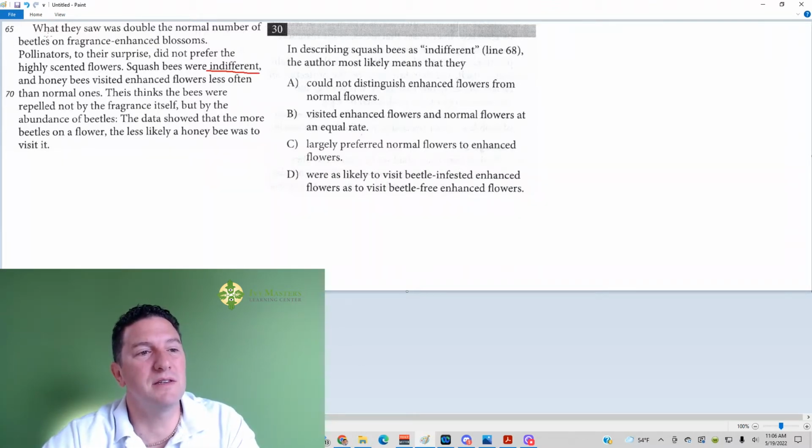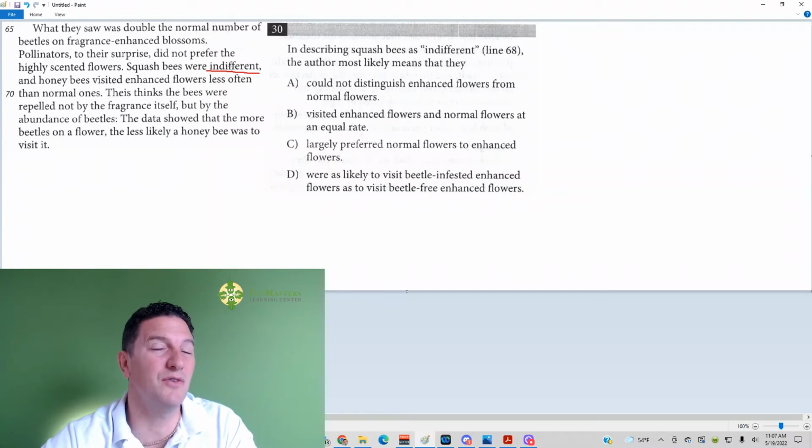It begins, what they saw was double the normal number of beetles on fragrance-enhanced blossoms. So definitely the beetles like the fragrance-enhanced blossoms. Pollinators, to their surprise, did not prefer the highly scented flowers. Squash bees were indifferent, and honeybees visited enhanced flowers less often than normal ones. So it sounds like it's two different things here. If you don't know indifferent, it means you don't care one way or the other. It sounds like squash bees have a different response than honeybees.